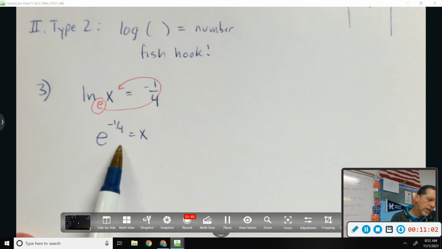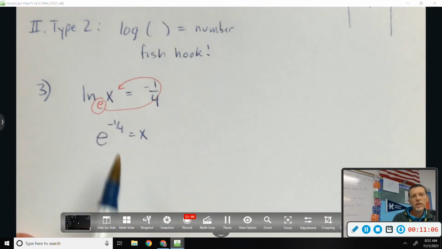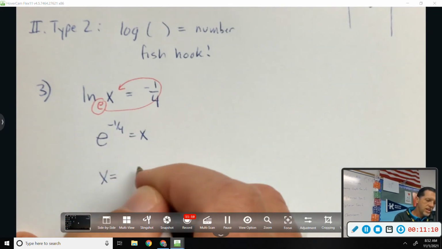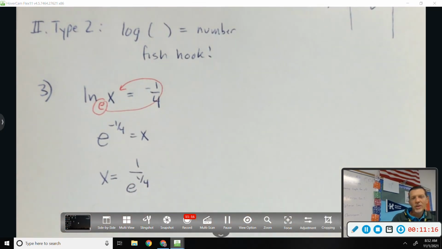Are we okay with that as an answer? Like, is that the log of a positive number, e to the negative 1/4? e is positive. Negative just would flip it over. So, yeah, I don't really know what that is, but it's not negative. So we're good with that as an answer.